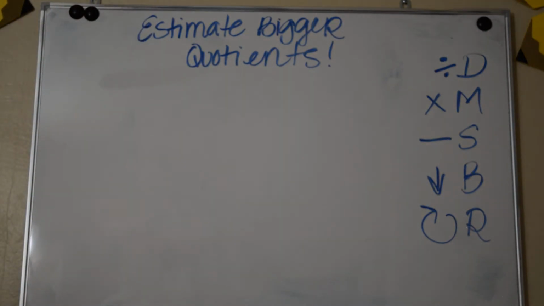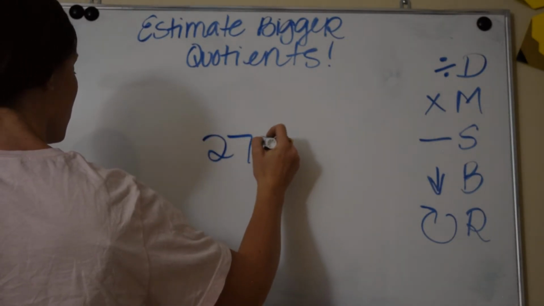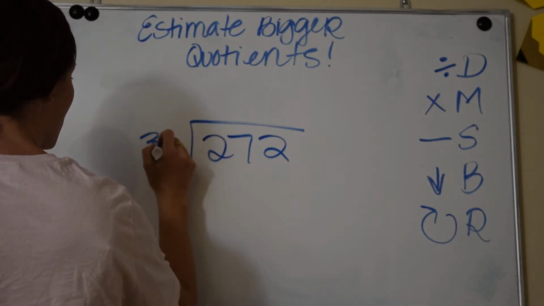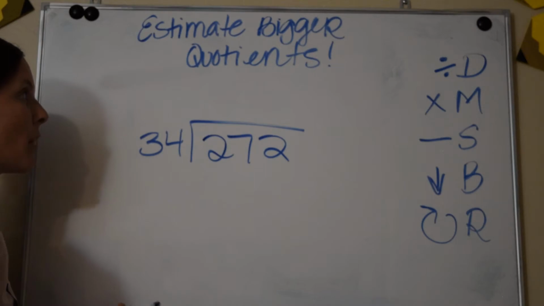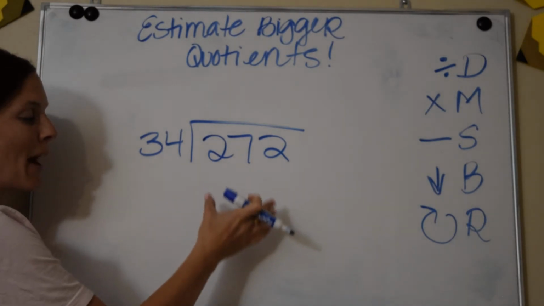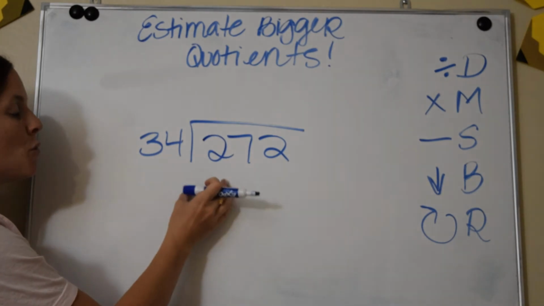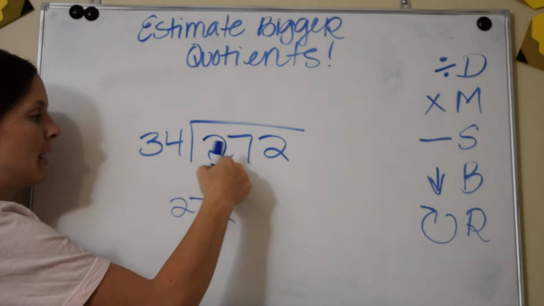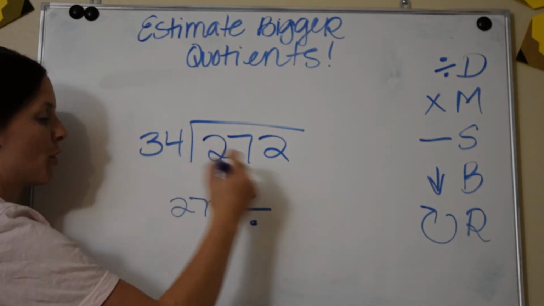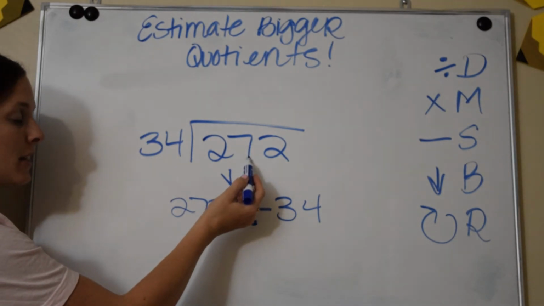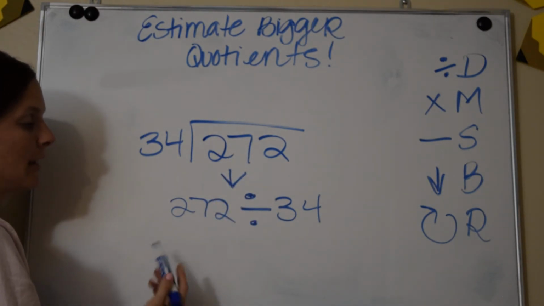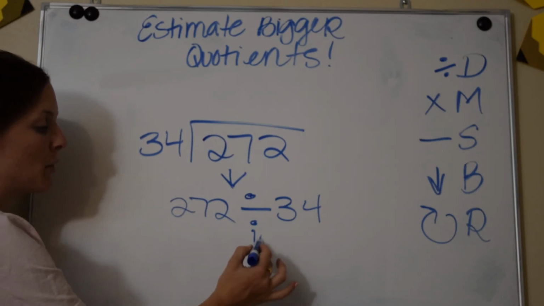Let's go ahead and do 272 divided by 34. Now I set it up like this on purpose because your book might do it as well. So can you put this back into an algorithm? How do you read this? You read it as 272 divided by 34. Okay, so I just wanted to show you that because this is the dividend and this is the divisor. That doesn't change. Okay, so now how can we change this?